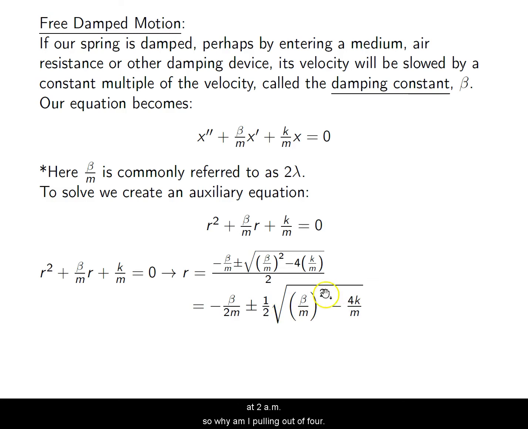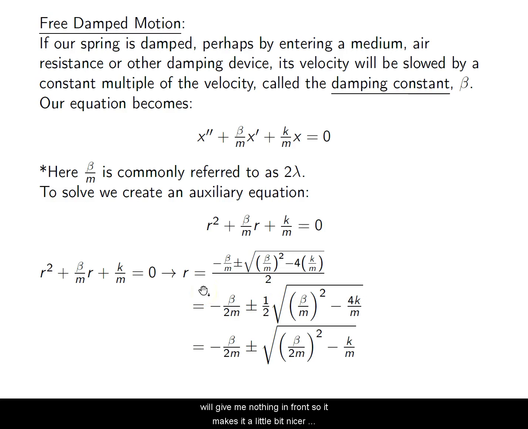So why am I pulling out a 4? Well, if I have something times something in a square root, and one of them is a perfect square, I can square root it. So I'm going to have square root of 4, which I can pull out, which will cancel with this because the square root of 4 is 2, which will give me nothing in front. So it makes it a little bit nicer, a little bit cleaner here, right?